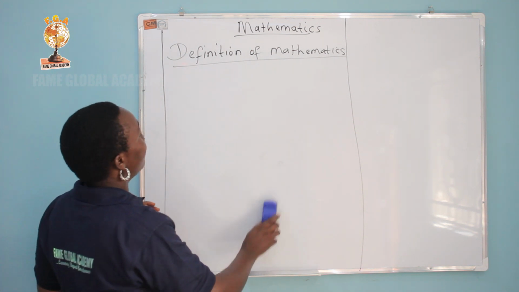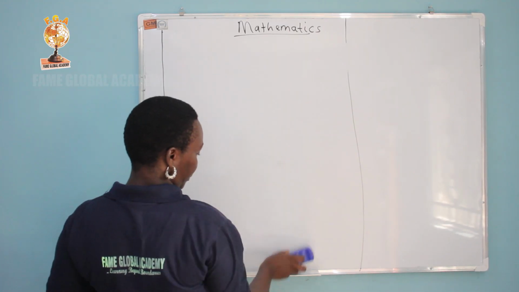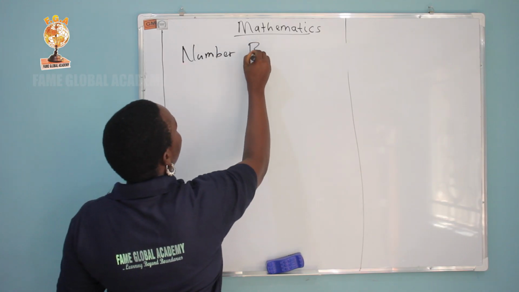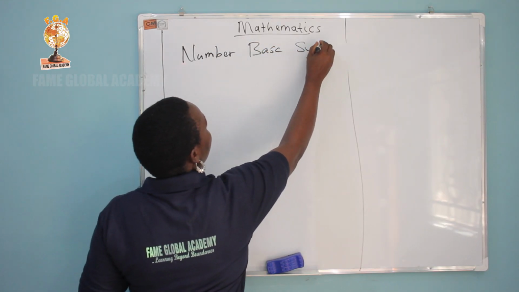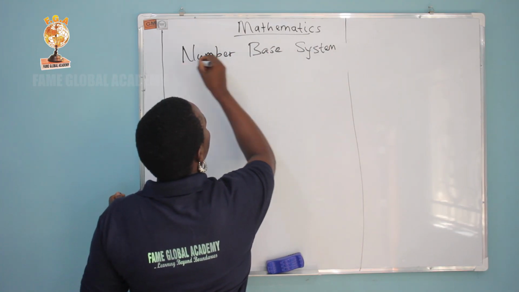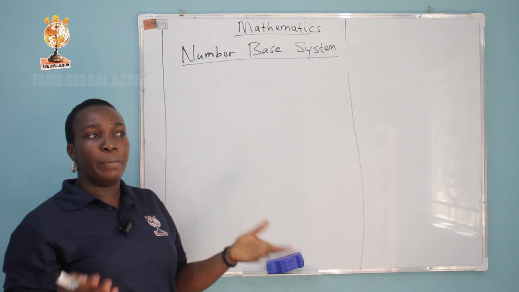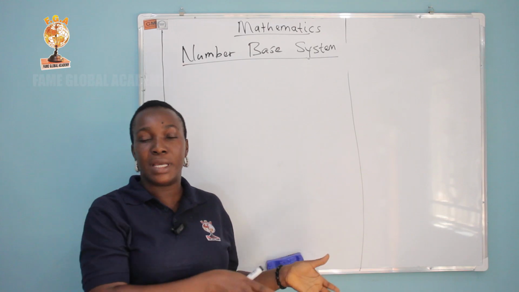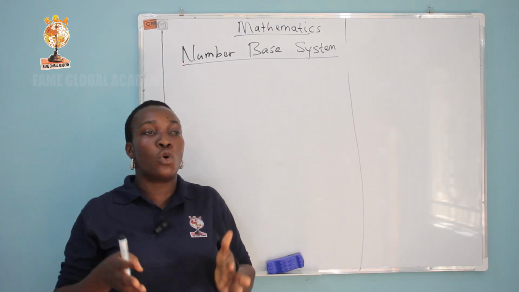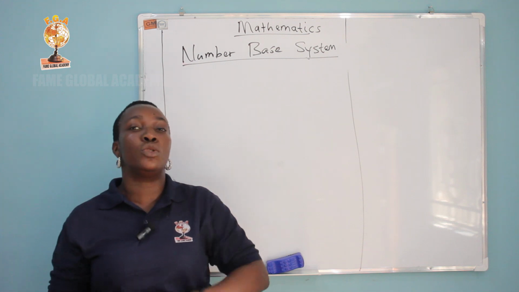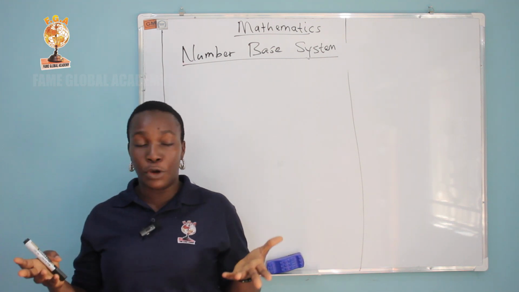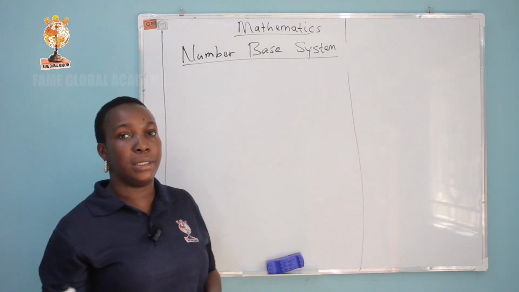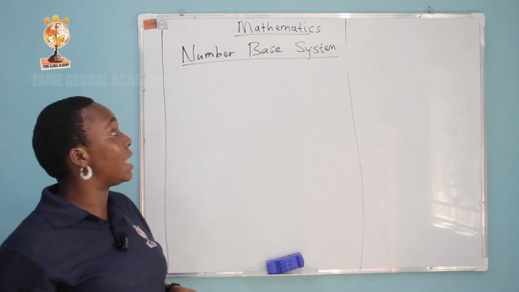Okay, so we have number-base system. When we talk about number base, we have how to convert numbers from base 10 to other bases, and we also have how to convert numbers from other bases to base 10. But the one we are going to look at today is how to convert base 10 numbers to other bases.